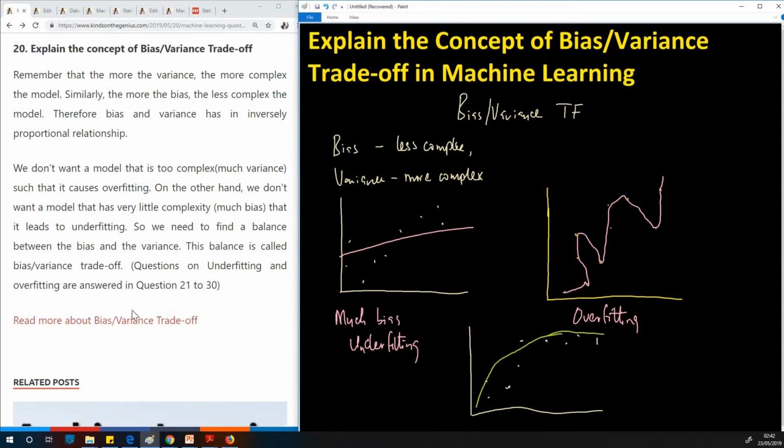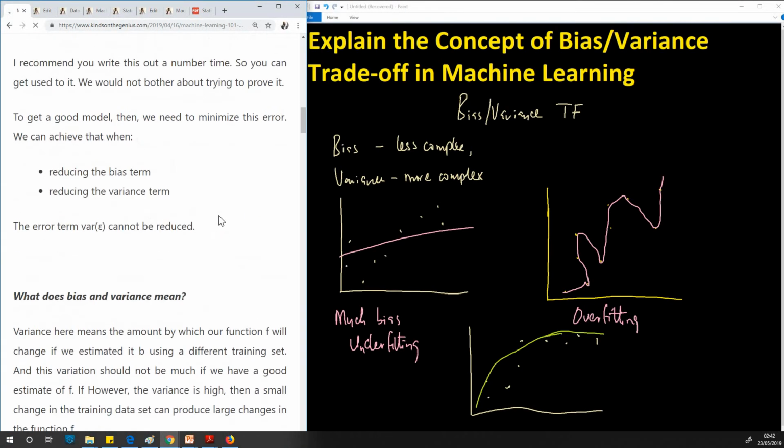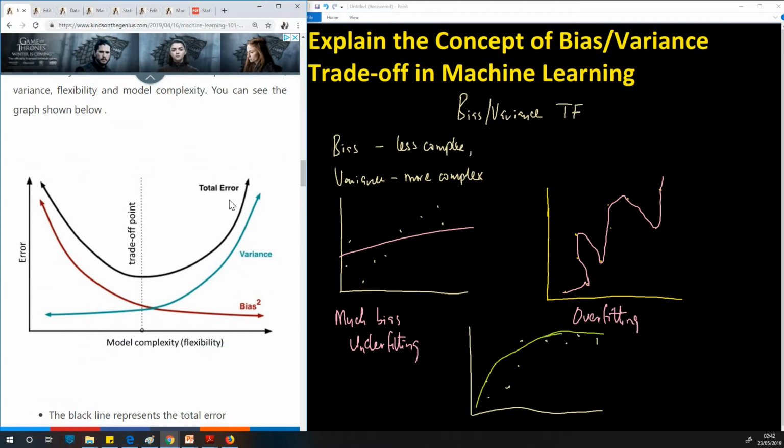Now I'm going to show you the bias variance trade-off graph so that we'll be able to understand what is happening as it relates to the error. In this case, we have the red line, the black line, and the blue. The black line represents the total error. The red line represents the bias. Normally we take the squared bias. And the blue, or is it purple, represents the variance.